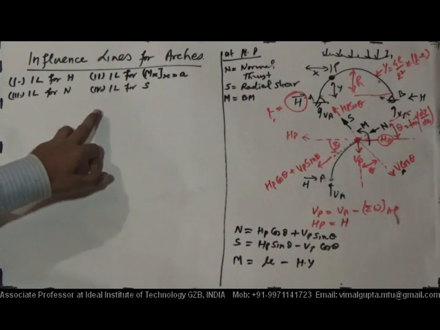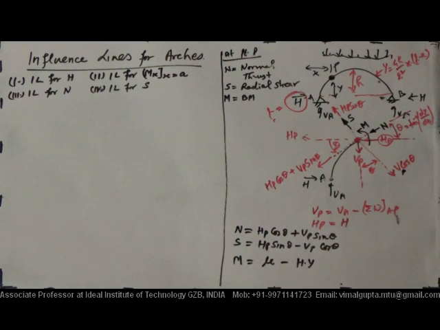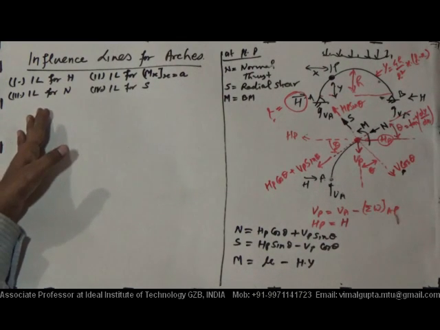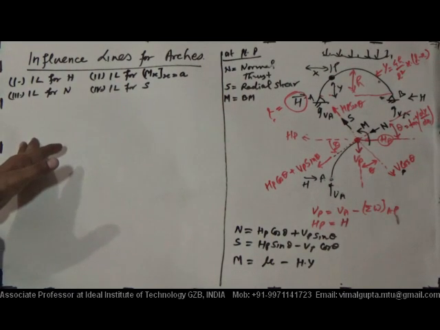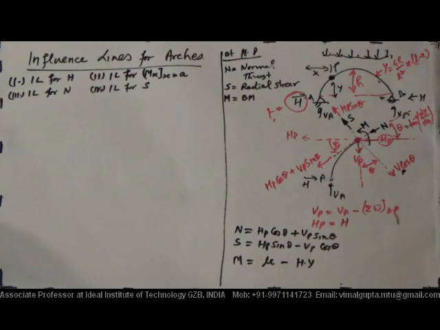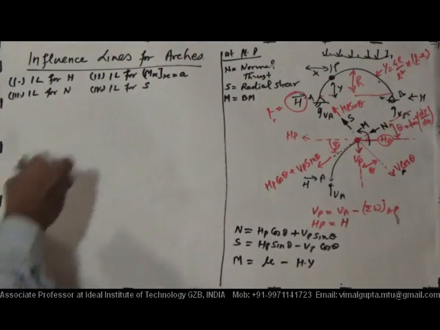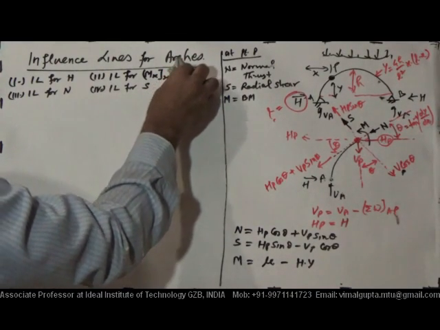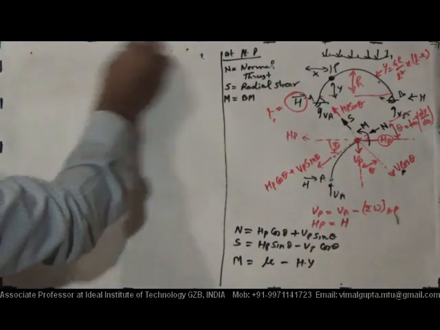Today we will consider the arcs as either 2 hinge or 3 hinge. I will plot IL for all these parameters for 3 hinge arch and for 2 hinge arch. We know very well that 3 hinge arch is statically determinate, and 2 hinge arch is statically indeterminate of order 1. Therefore, first of all we would like to plot the IL for H.